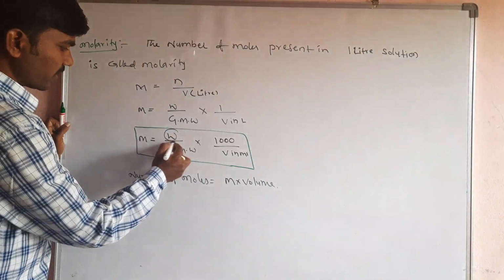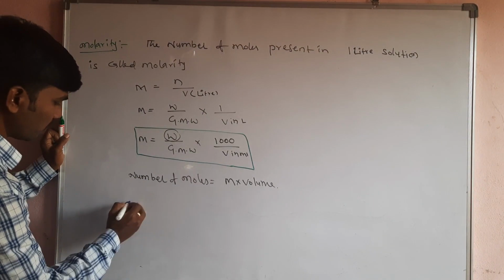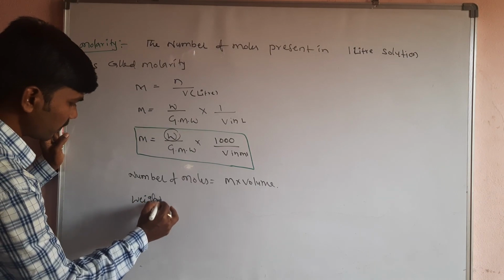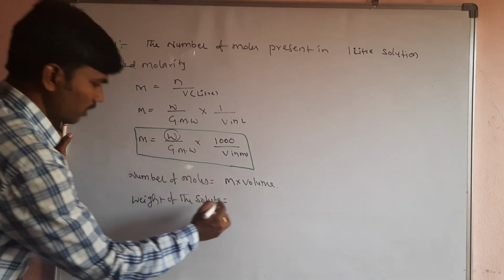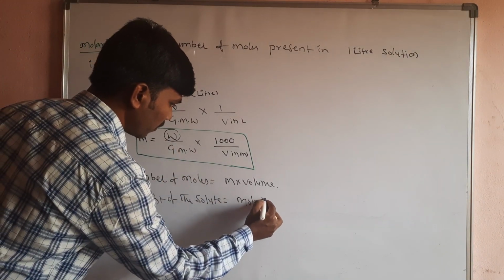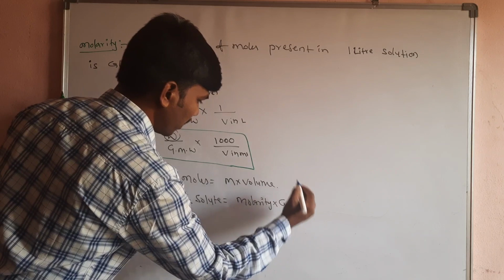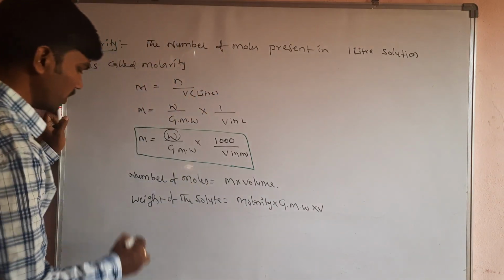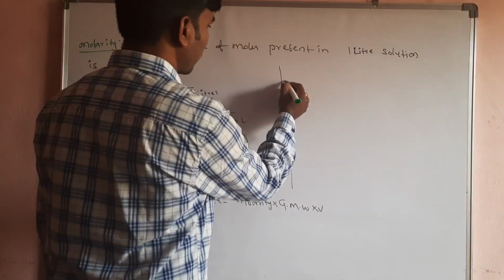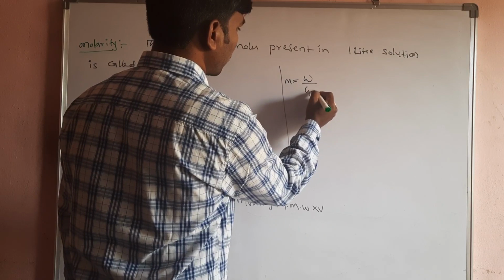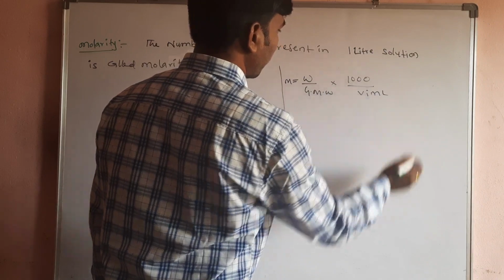If you want the weight of the solute, then weight of the solute is equal to molarity into gram molecular weight of the solute into volume. This will give information regarding what weight of the solute. Then molarity is equal to weight by gram molecular weight into 1000 by V in ml.